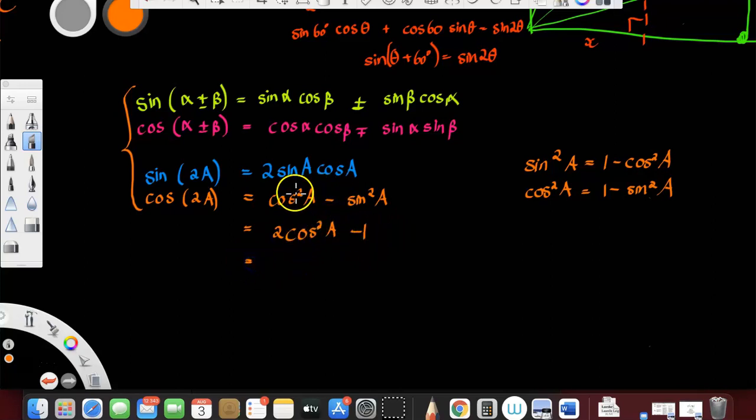Or if I replace the cos squared with 1 minus sine squared, this time there's not a negative in front, so the signs all stay the same. So it's 1 minus sine squared minus sine squared. So it's 1 minus 2 sine squared a. So all of these are extremely important. And really, guys, I can't stress this enough. Know these formulas off by heart.